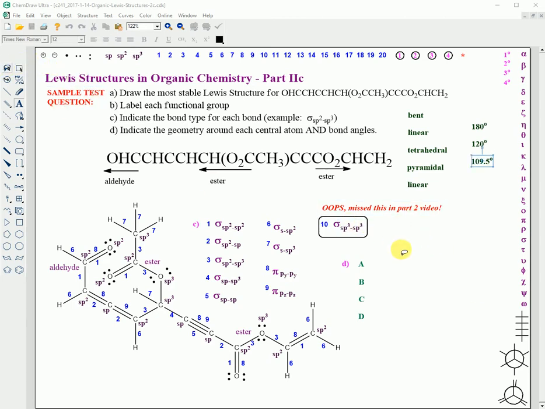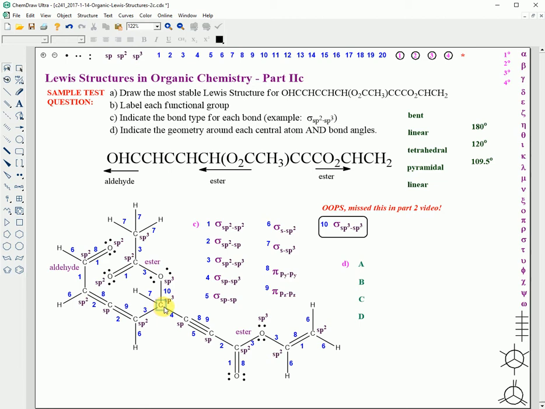I noticed I missed a bond in the previous video. Try to find where number 10 belongs. Some of you may have noticed already and have sent me emails. There it is. A sigma between an sp3 oxygen and an sp3 carbon. Oxygen being sp3 because it has 2 sigma bonds and 2 lone pairs. Carbon being sp3 because it has 4 sigma bonds and no lone pairs.